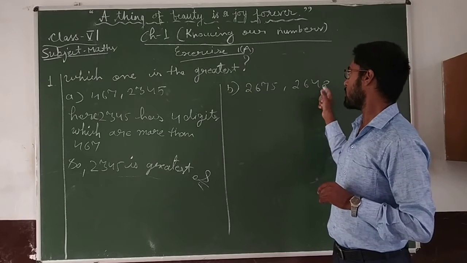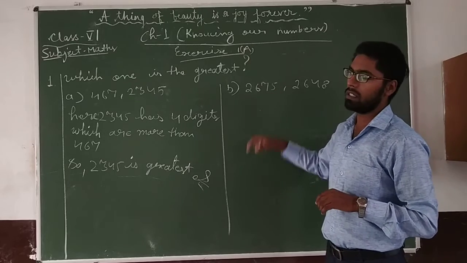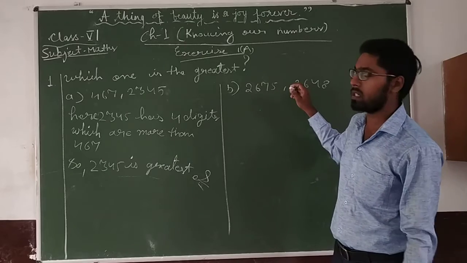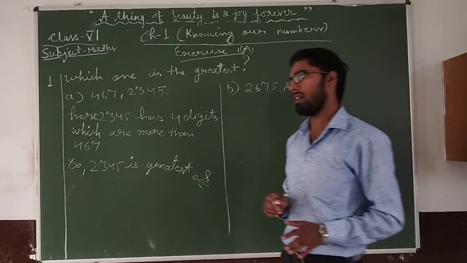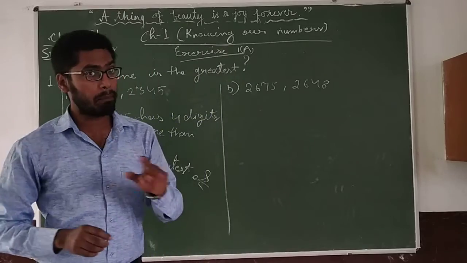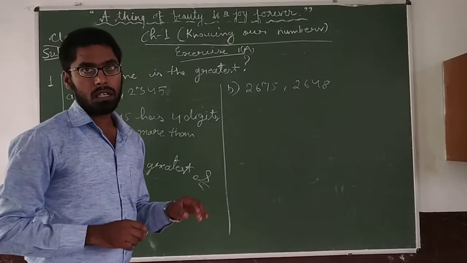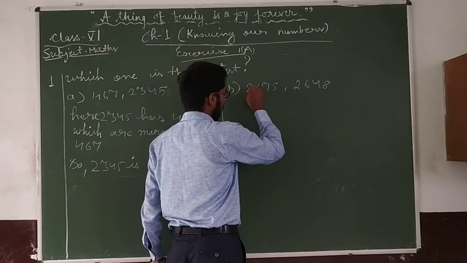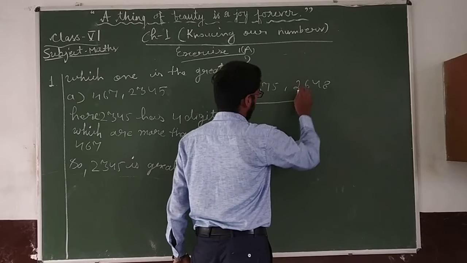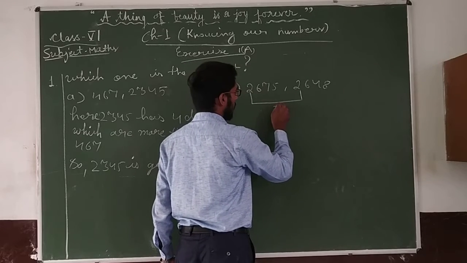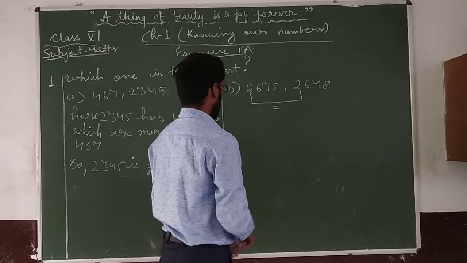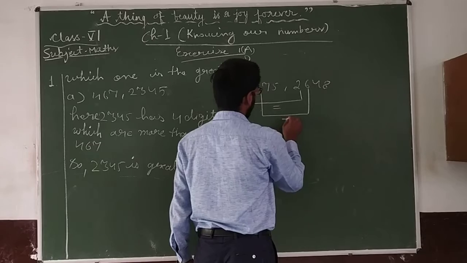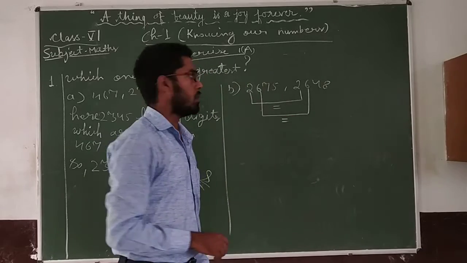2675 and 2648. Here the number of digits are equal. Here how many digits? 1, 2, 3, 4. Four digits are here, and here also 4 digits. When the number of digits are equal, then you will start comparing the values of their digits. So here you will start comparing. Here first, these two digits have equal value. And here also these two digits have equal value.